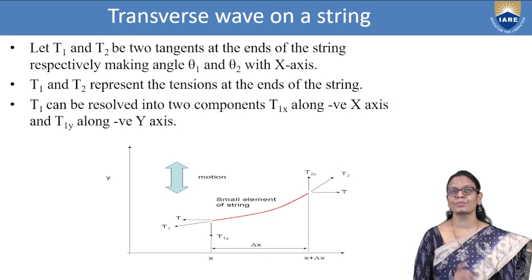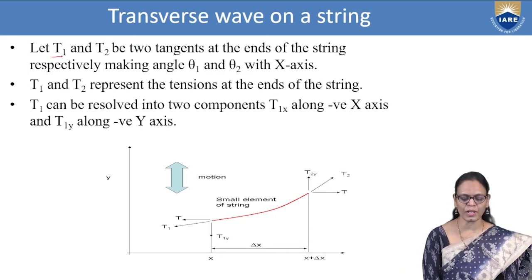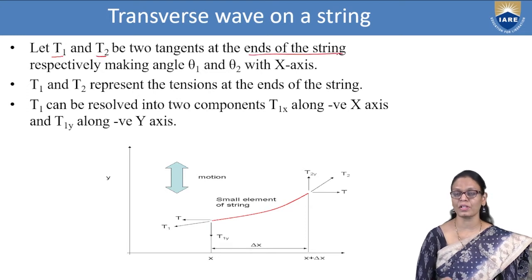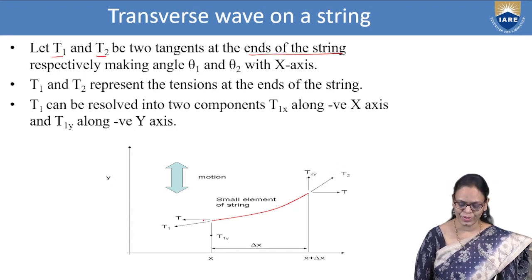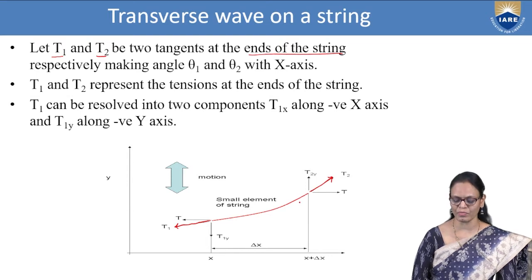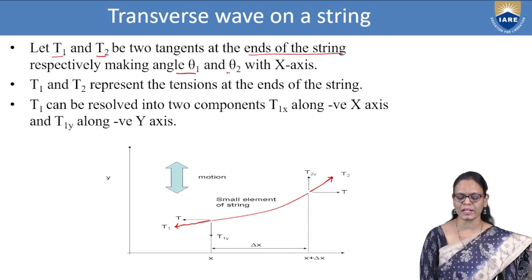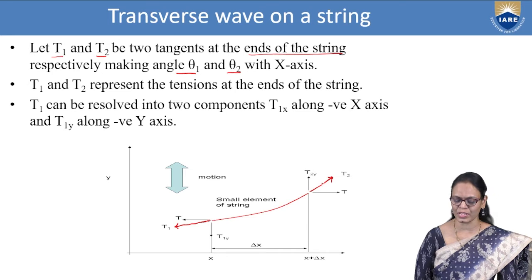Now let us draw two tangents, T1 and T2, at the ends of the string. So what is a tangent? A line drawn at that point touching the curve. So T1 is the tangent at this point and T2 is the tangent at this point. A line drawn tangentially at that particular point, we call a tangent. And they make angles theta 1 and theta 2 with the x-axis. If this is the x-axis, this will be theta 2 and this will be theta 1.